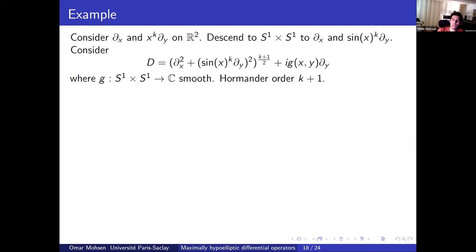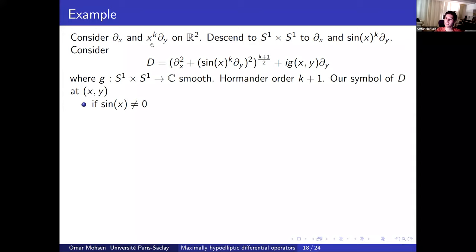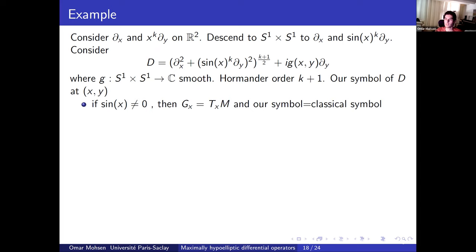So now let us look at what our principal symbol looks like. I will look at a point on the torus. There are two situations: either sine doesn't vanish or sine vanishes. If sine doesn't vanish, the situation is much simpler, because the vector fields span the tangent space at this point. I don't need Lie brackets, so the group is just the tangent space. Our principal symbol is the classical principal symbol. The operator was already elliptic at these points. Everything is good. Even better, you don't really see any K-theory contribution from this part.